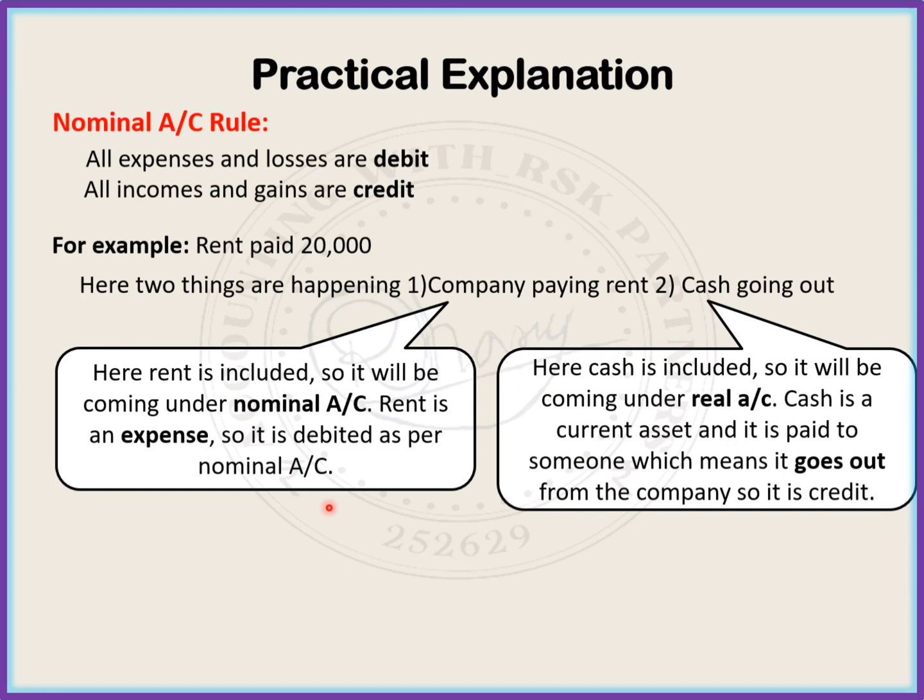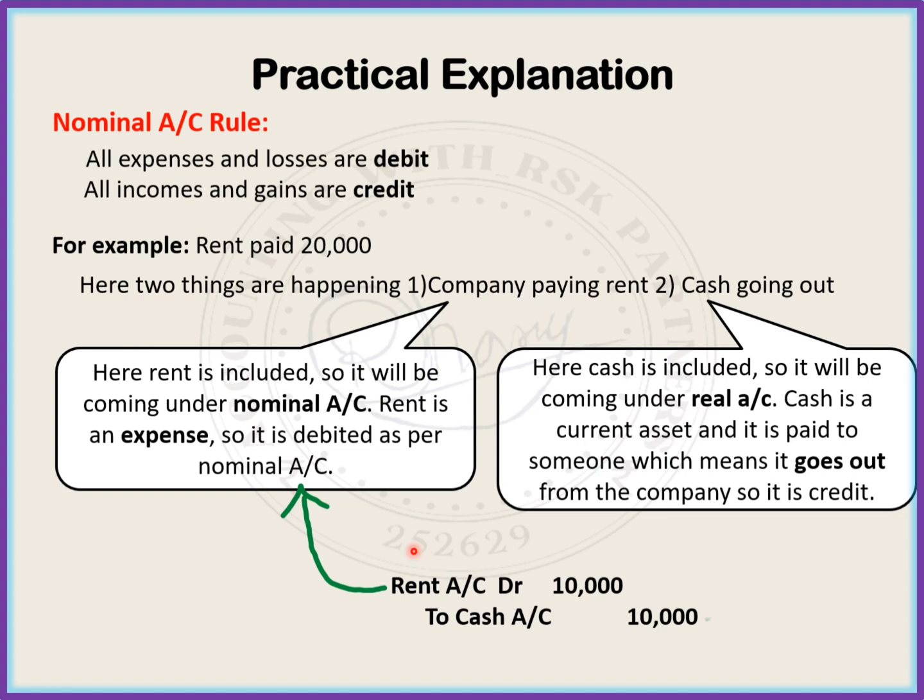In the second situation, cash is included, so it comes under real account. Cash is a current asset and it is paid to someone, which means it goes out from the company, so it is credit. Let's go to the journal entry for this transaction. Journal entry is rent account debit to cash account. Here we debited rent. Why? Because rent is an expense. As per nominal account, all expenses are on the debit side.